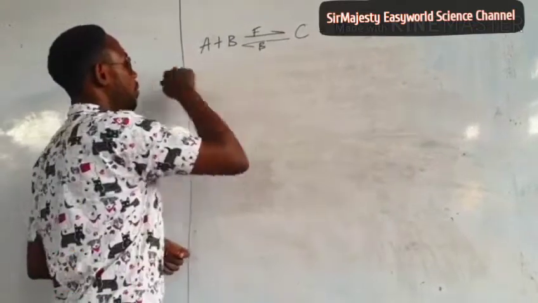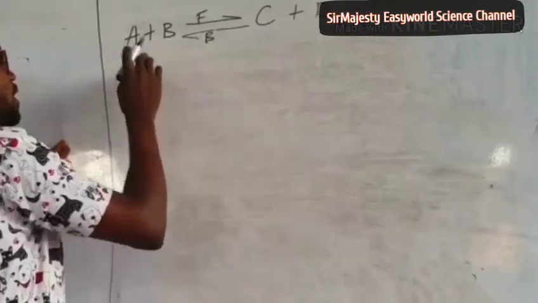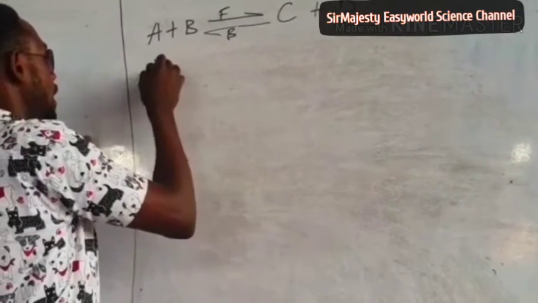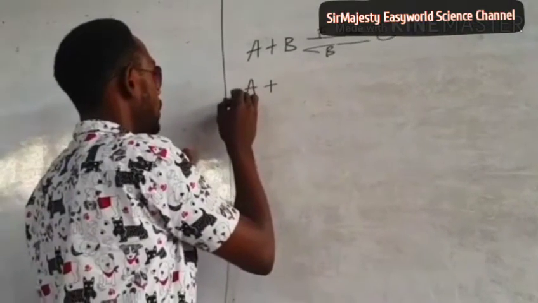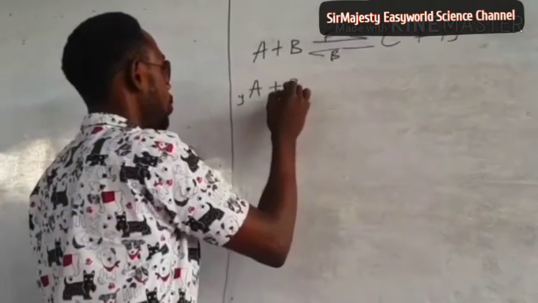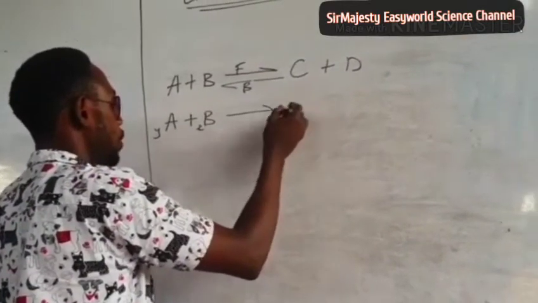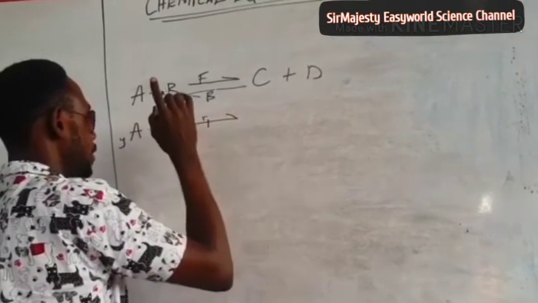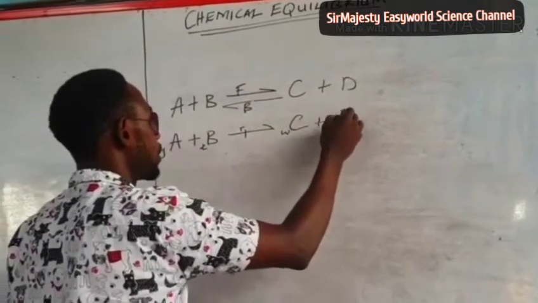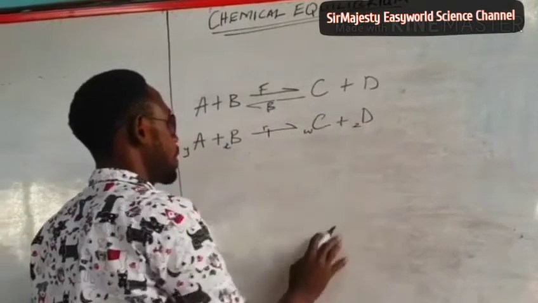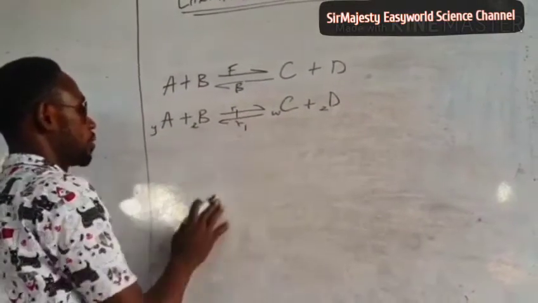So, the equilibrium constant, we will derive it gradually. Let's assume we have yA plus xB, in a balanced equation, undergoing the forward reaction, which is rate 1, to give me wC plus zD. The backward reaction, we term rate 2.